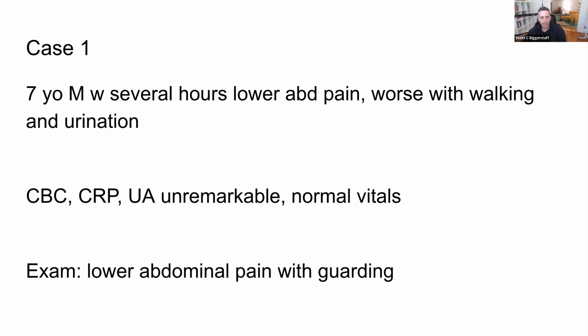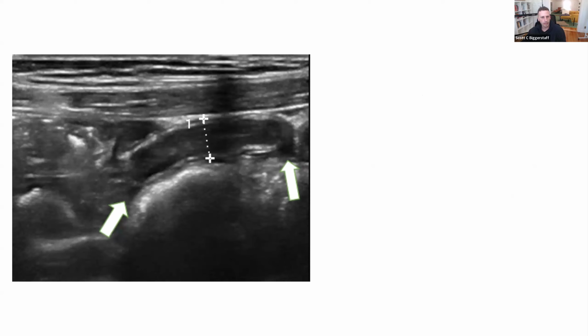So case one, we have a 7-year-old male with several hours of lower abdominal pain, worse with walking and urination. CBC, CRP, urinalysis, all normal, and vitals are normal. But the patient does have some lower abdominal pain with guarding on exam. The ultrasound comes out. The patient is effectively NPO because they haven't been able to tolerate anything.